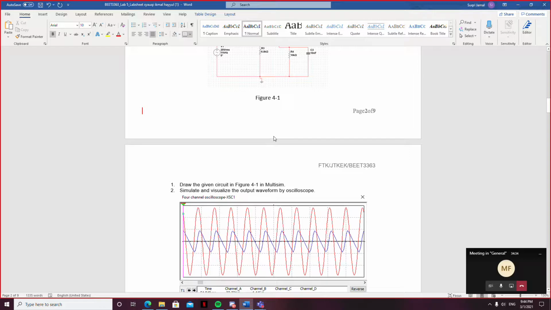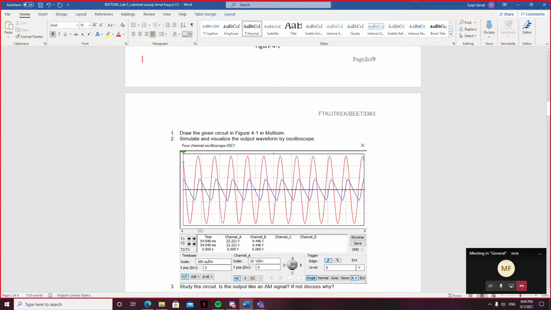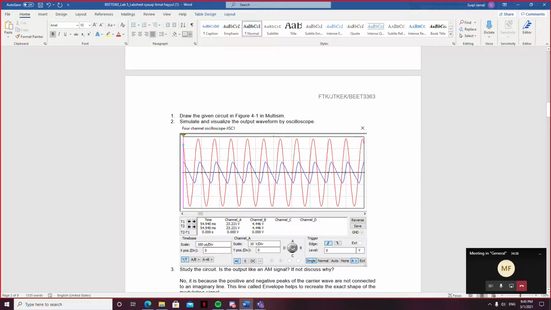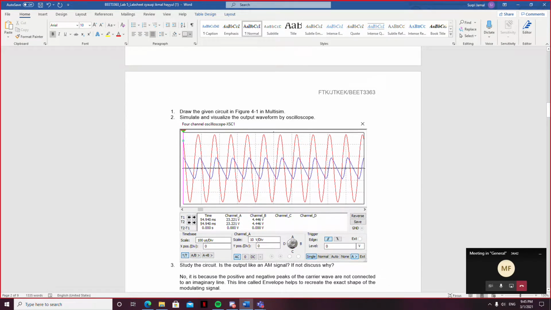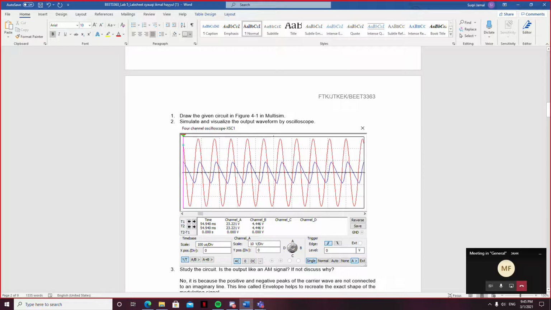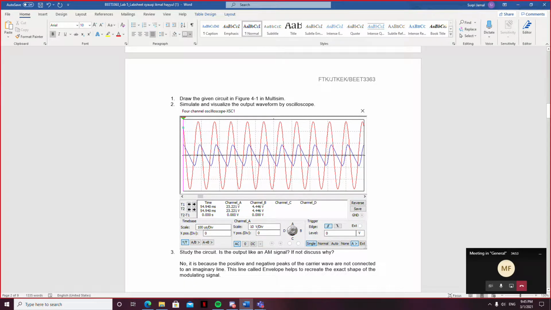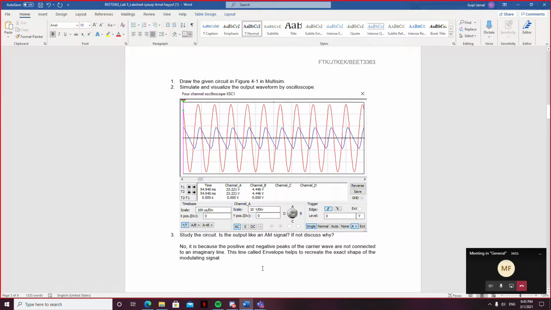The question for task 1 is to simulate and visualize the output waveform and study the circuit. This is the output and input. The red waveform is input and the blue waveform is output. We can see that the output is not like an AM signal.